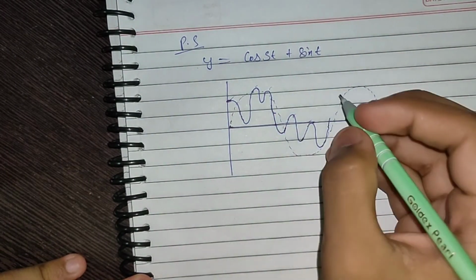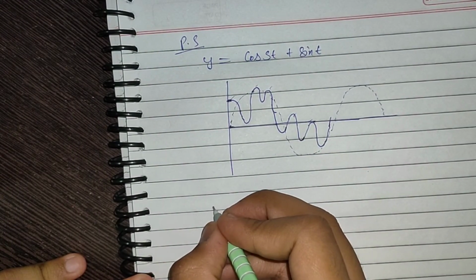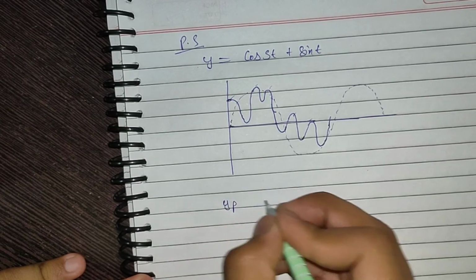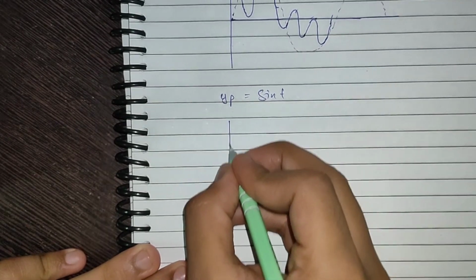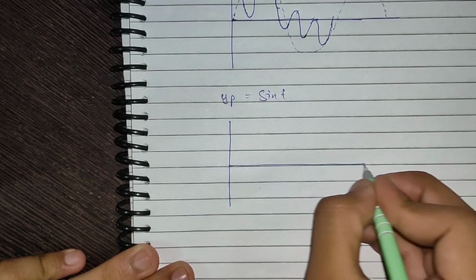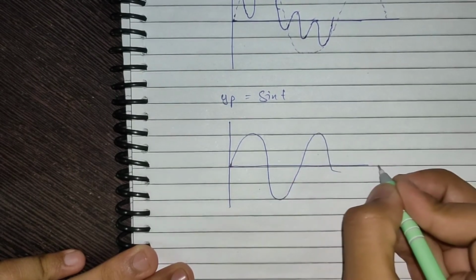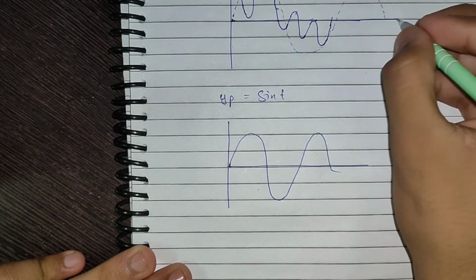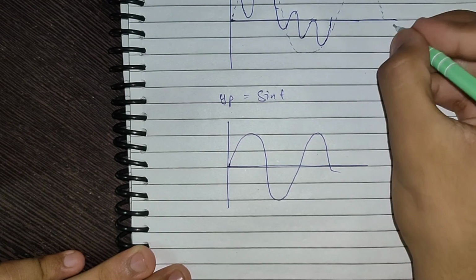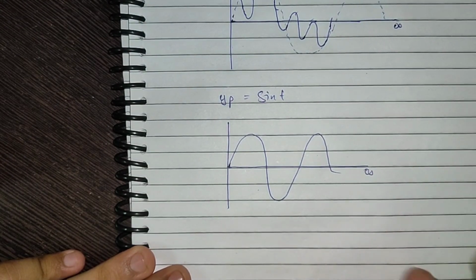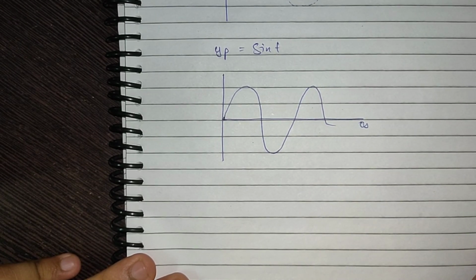So this is our graph for this solution, and now we are also asked to draw the graph for yp, which is equal to sin t. So this is a simple sine graph. And so on. So both these graphs will go to infinity in both directions, as there is no damping here. So that's it for the third question. Thank you for watching.